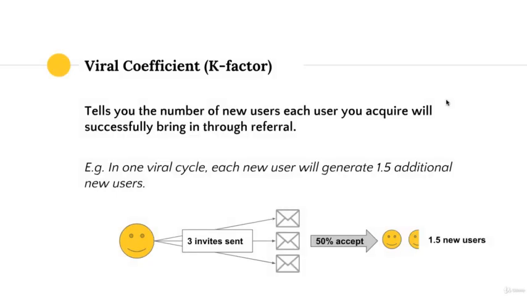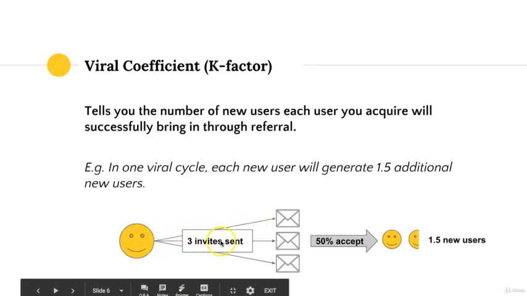The viral coefficient, known as the K factor, tells you the number of new users each user you acquire will successfully bring in through a referral. So, for example, if in one viral cycle each new user will generate 1.5 additional new users, it might look a little bit like this. You acquire one new user, they send out 3 invites, you have a 50% acceptance rate on those invites sent, and boom, now you've got 1.5 new users who will start the cycle all over again.